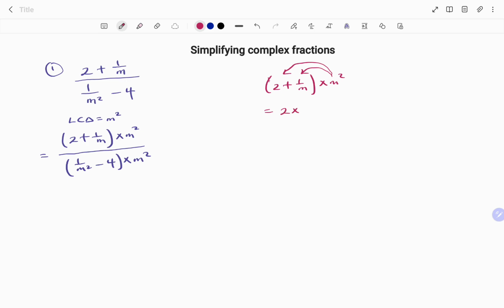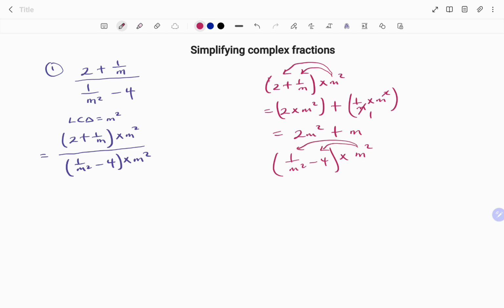That would be 2 times m squared plus 1 over m times m squared. This will give me 2m squared plus m, cancelled, I'm left with m. Also at the bottom I have 1 over m squared minus 4 multiplied by m squared. The m squared outside is going to multiply all the terms inside the bracket. That's my binomial. And that will give me m squared times 1 over m squared minus 4 times m squared. That's m squared cancelled. I'm left with 1 minus 4m squared.